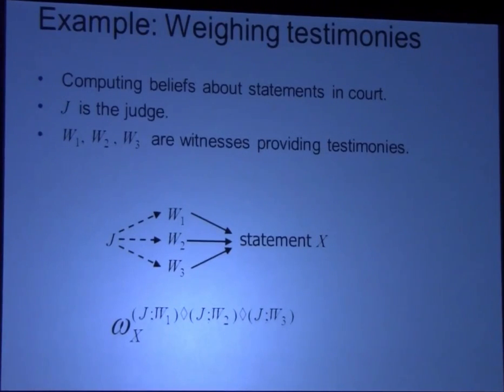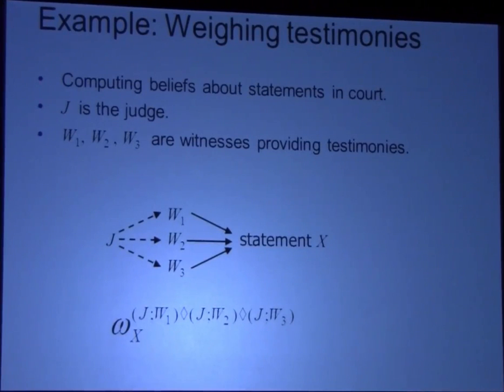And then maybe one of the witnesses says, no, actually he was at my house, we had a party, we were drinking, and he wasn't at the other place, he was at my house. So the judge now gets conflicting opinions about the statement, where was the accused at the given time. Now the judge needs to fuse all these possibly conflicting opinions.